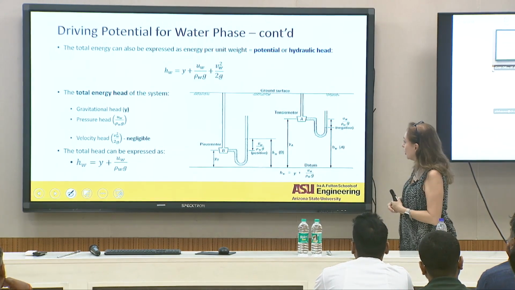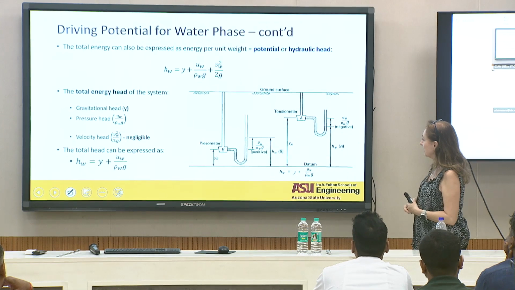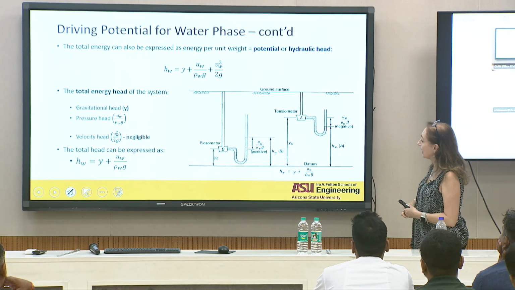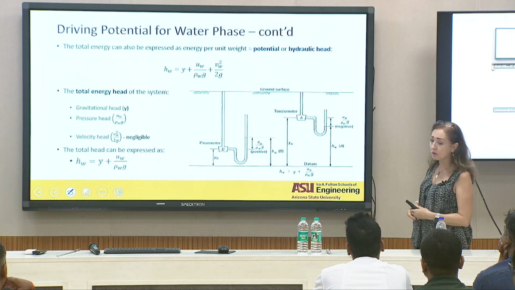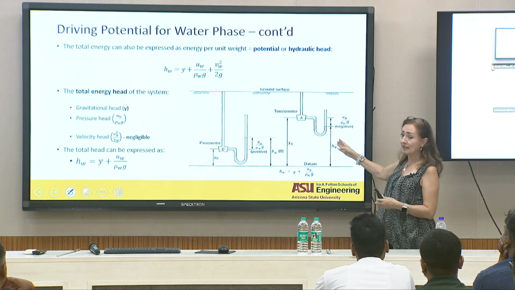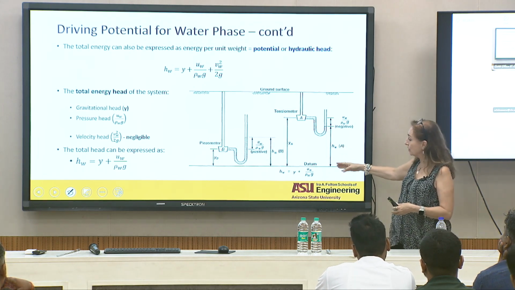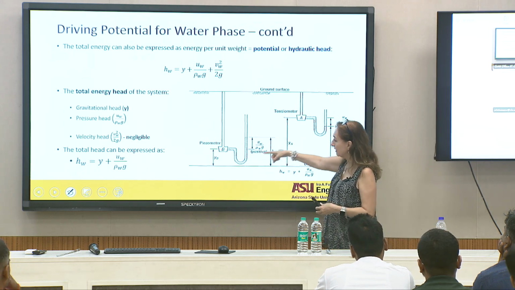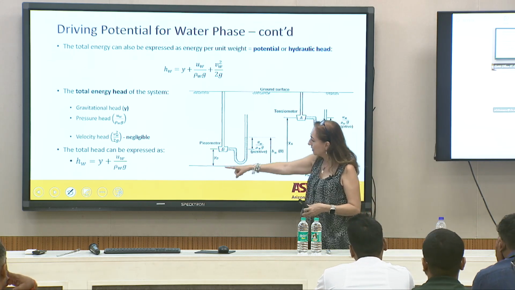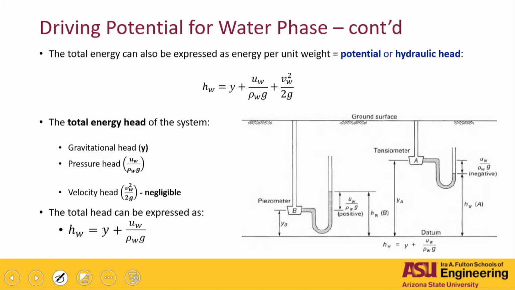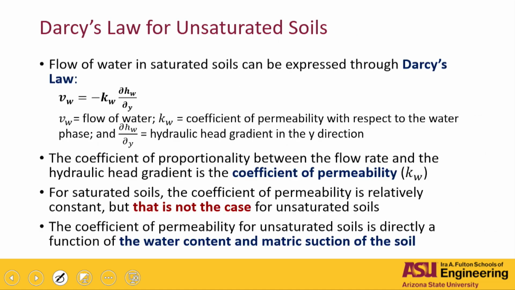All right. So this is a very simple way of estimating that, whether you have positive port water pressure or negative port water pressure, right? If you have positive port water pressures, it still applies. If you get a datum, you're going to have a gravitational head and a positive pressure head. And if you have a negative pore water pressure, both of them are also going to apply. Okay. So how do we use Darcy's law for unsaturated soils?